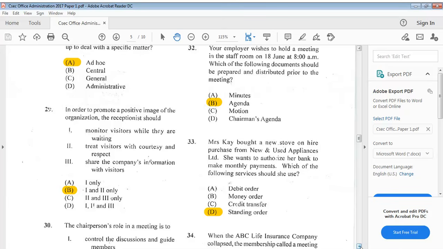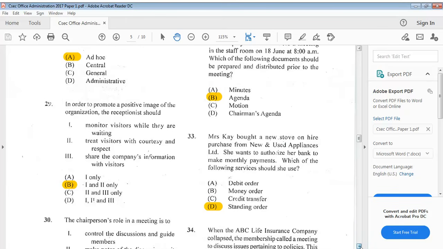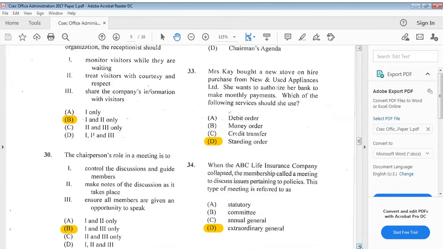We know that 1 and 2 would be our answer. So in order to promote a positive image, the receptionist would have to monitor visitors while they are waiting and treat visitors with courtesy and respect. The receptionist should never share the company's information with visitors. That is unacceptable. Breach of privacy. So our answer would be B, 1 and 2 only. Let's move on to question number 30.